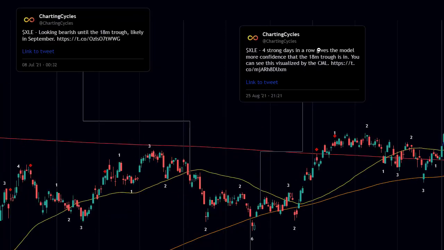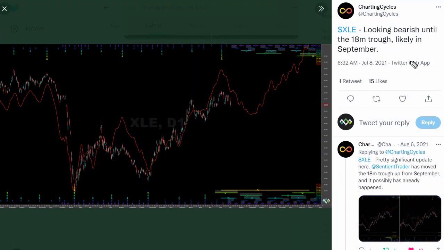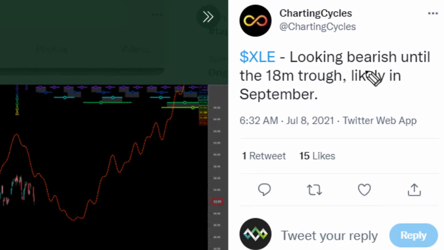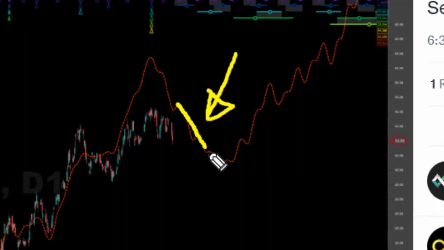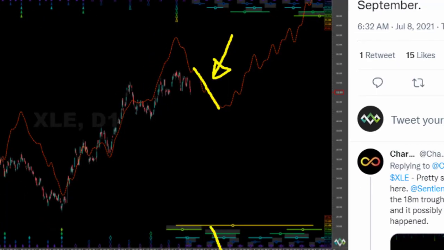So let's go and take a look at those individual tweets to understand what the analysis was indicating would happen. Here is the tweet that was made on the 8th of July 2021, in which ChartingCycles mentioned that XLE was looking bearish until the 18-month cycle trough. And here is the orange line, the CML composite model line, indicating a downwards price movement into this 18-month cycle trough in early September.